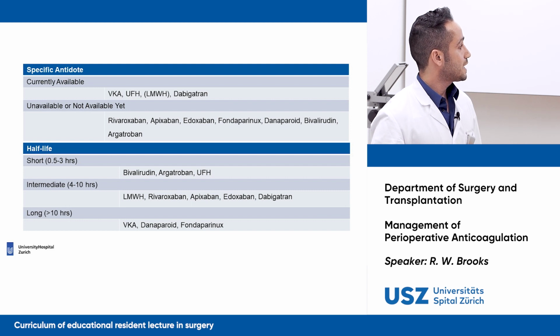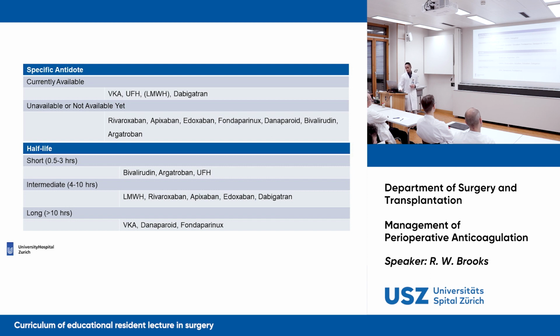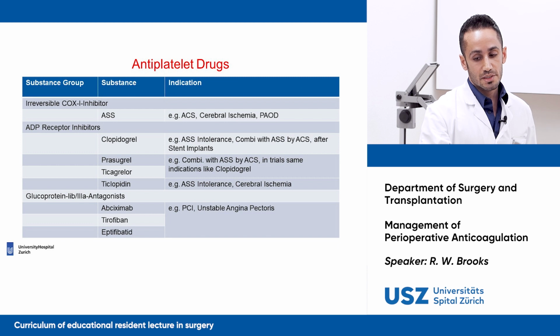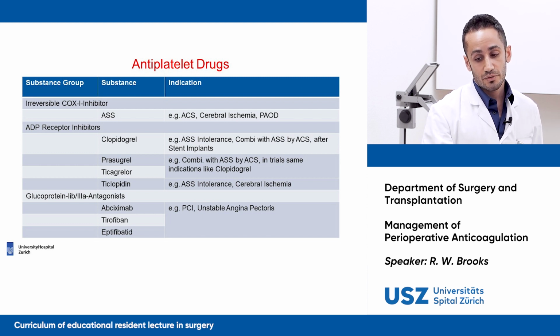Some of them have a long half-life, like danaparoid or fondaparinux, with over 10 hours. And we also have the antiplatelet drugs. These substances can be separated into groups: those that inhibit the COX-1 enzyme in an irreversible way, as aspirin does, the ADP receptor inhibitors, like clopidogrel and prasugrel, and the rest of the listed substances, and also the glycoprotein 2B and 3A antagonists, like abciximab and tirofiban.